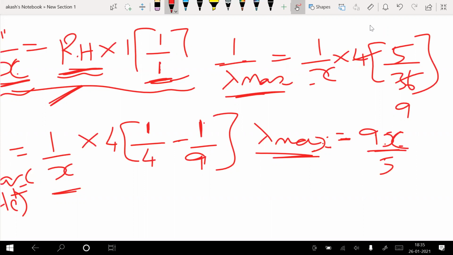Okay, so the clue is you have to use three formulas. One is for angular momentum, mvr is equal to nh by 2 pi. Second formula: rn is equal to a naught n squared by z, where the a naught value is 0.0529. And the de Broglie wavelength, lambda is equal to h by mv. So if you use all these three, you are going to get the answer. Let me see if anyone gives me the answer.